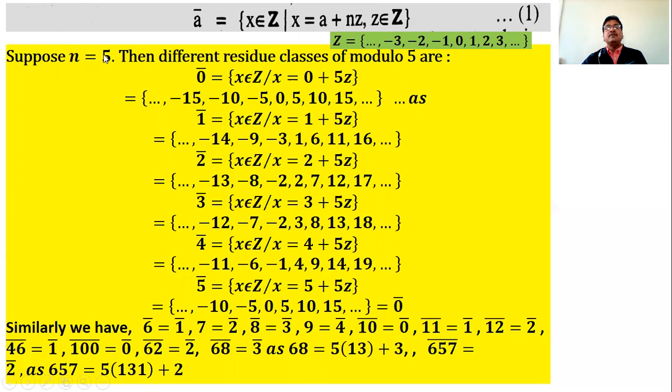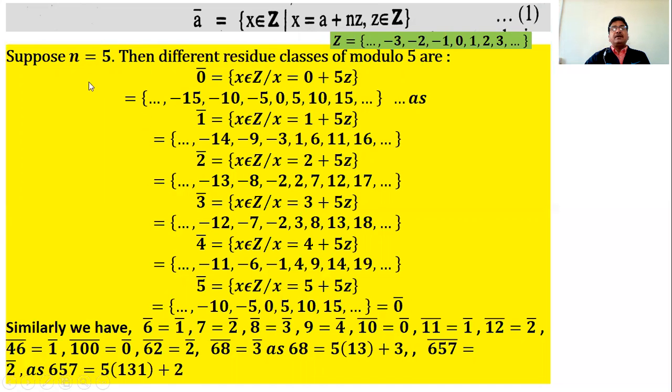If n is 4, then we have only 4 distinct residue classes: 0 bar, 1 bar, 2 bar, 3 bar. If n is 3, then we have only 3 residue classes, 0 bar, 1 bar, and 2 bar, in this way. Okay, if n is, suppose, 8, then we have 8 residue classes. What are they? 0 bar to 7 bar.